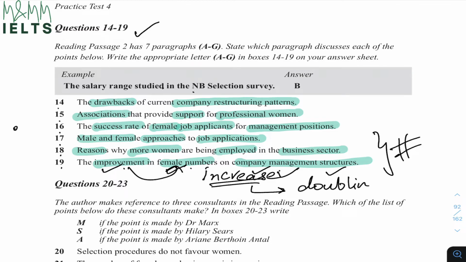What do you mean by double? To increase. What do you mean by improvement? To increase. So they have used a synonym, but they are trying to deliver the same message, which is improvement in female numbers, which means the number of females have increased in the company management structure.